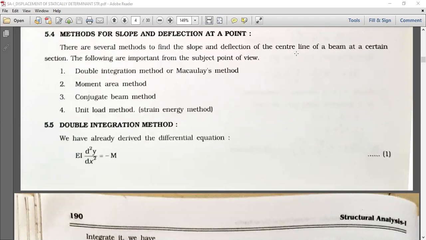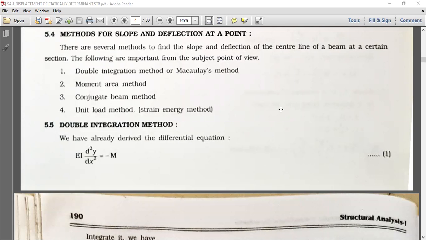Welcome to Structure Analysis 1. This is the chapter Displacement of Statically Determinate Structures. The topic is methods of slope and deflection at a point.